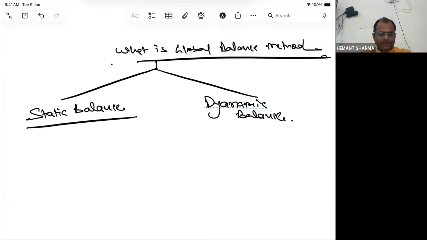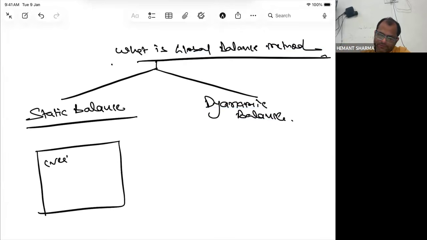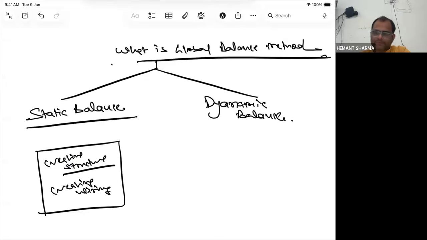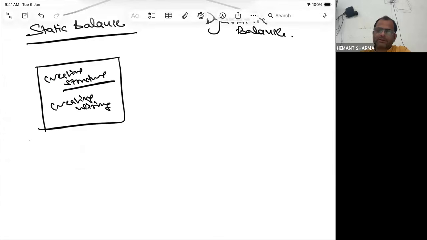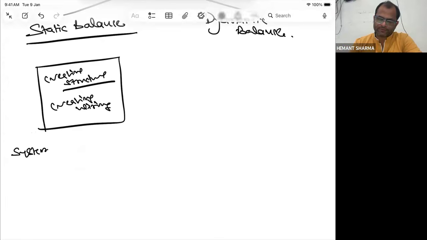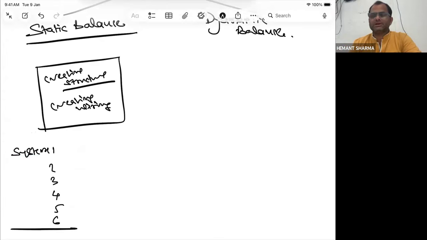The meaning of static balance is creating the structure, or creating wiring. Like in the ten balance method, we were creating the wiring, we were creating the structure. We have learned system 1 to system 5 were the main ones, but we have learned till system 6 in the balance method.